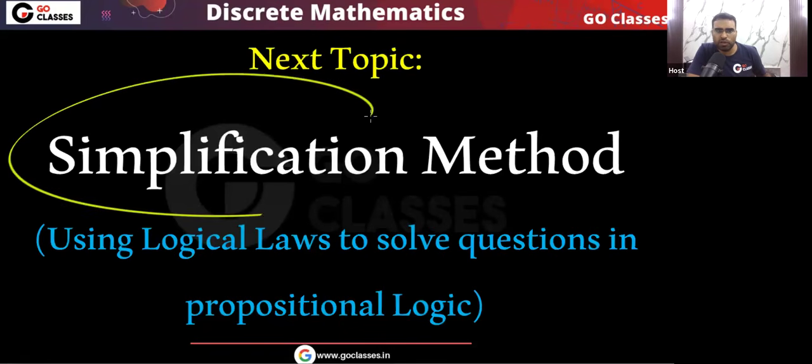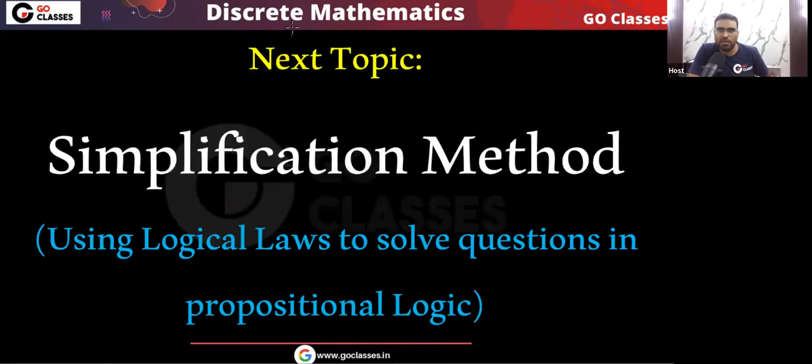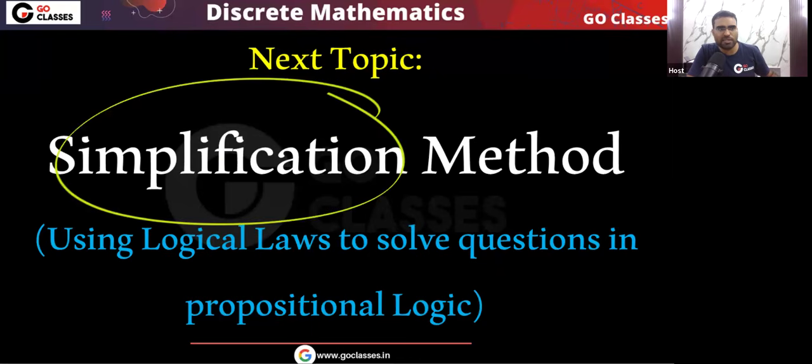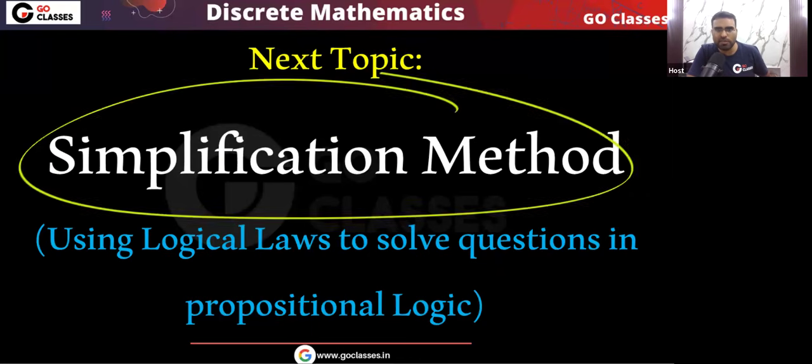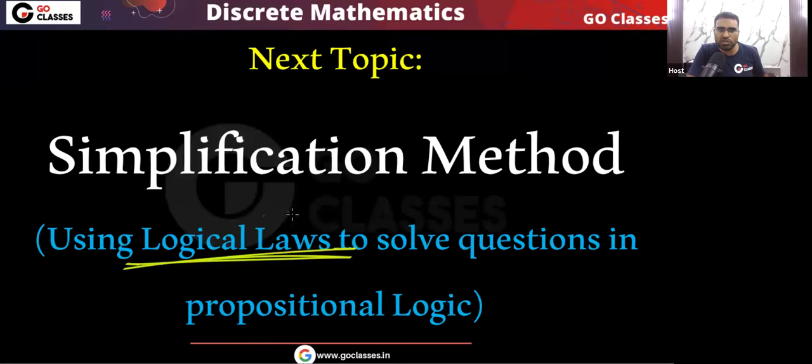Now let's see what the simplification method is. This is another way to solve questions. So far we have seen that to solve a question, you can use a truth table or the by case method. But there is another method, that is the simplification method. In this method, we use the logical rules, all the logical laws and equations that we have seen, to solve the questions. So this is your simplification method.